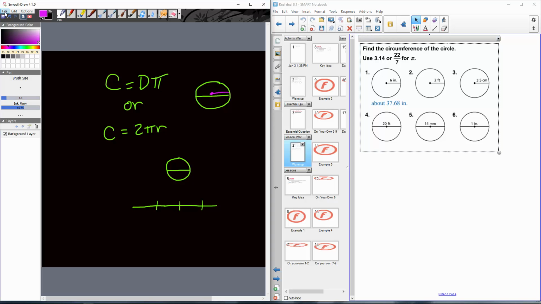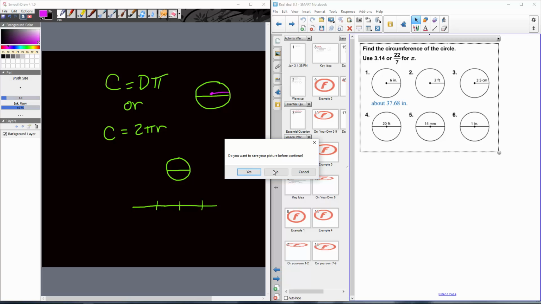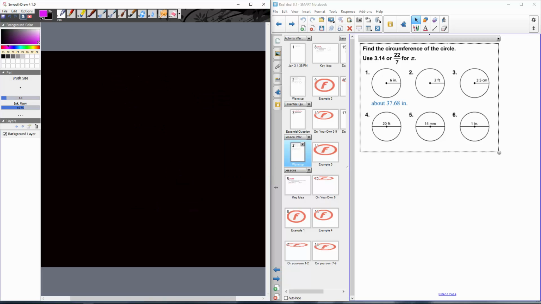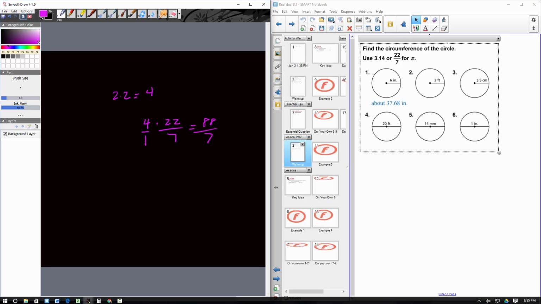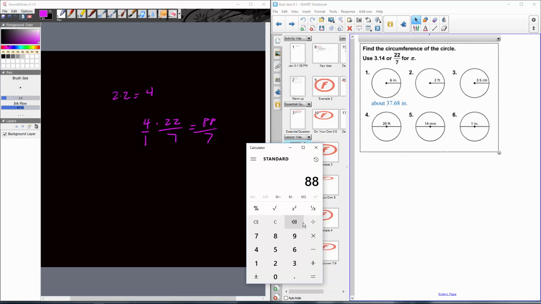If I take this one here, let me just show you a different way to do it. I'm going to take 2 times 2, which equals 4. And now I'm going to use the 22 sevenths. So I take 4 times 22 sevenths. And some people say 4 over 1 because it's easier to keep track of things. If I go here, 4 times 22 is 88 over 7. And if I grab a calculator real fast and take 88 divided by 7, I get 12.5. So this should be around 12.5.